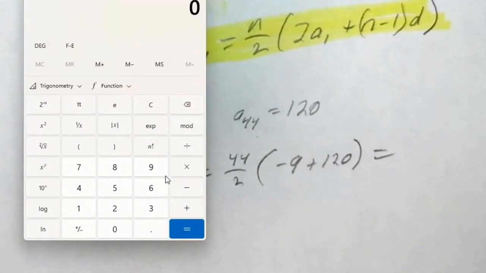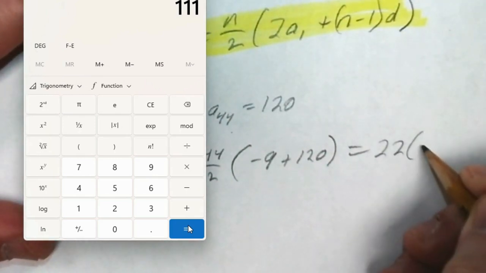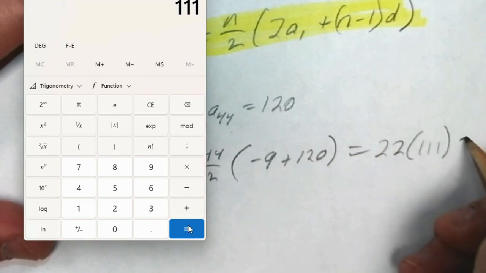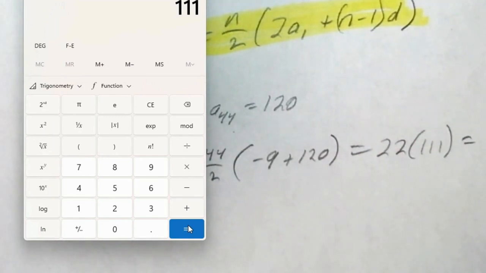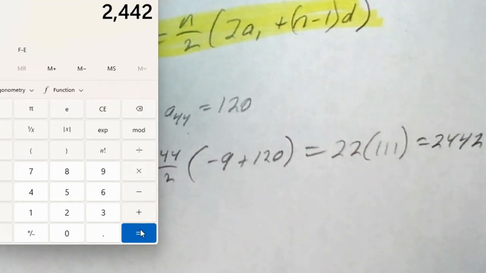Let's see, negative 9 plus 120. So negative 9 plus 120 is 111. So this is 22 times 111, or 2,442.